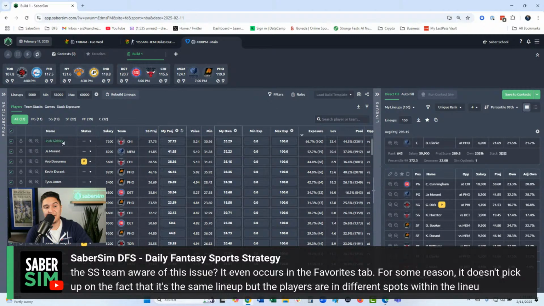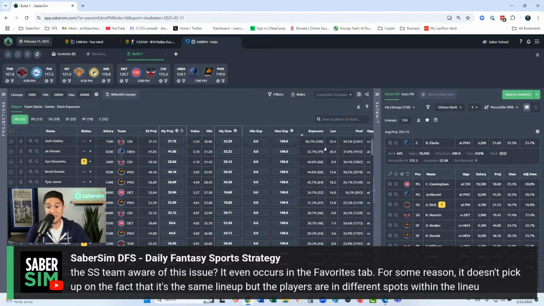Looks like we're taking 2 stands, right? Josh Giddey, Ja Morant. Good thing, right? Pool exposure is higher than their ownership. So not only do we like them in our top lineups, however many we're looking at, but we also like them overall, right? So your pool exposure being higher than the player's ownership can be a good indication that, hey, this is a pretty solid play and fine to have some additional leverage on.